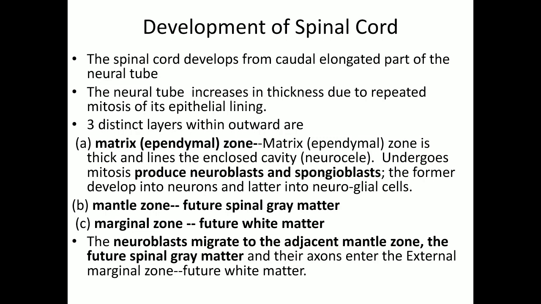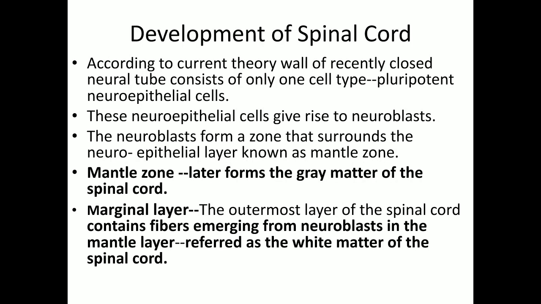So the neuroblast cells, which are formed in the matrix region, will move to the adjacent mantle zone, forming the spinal grey matter. And the axons of these neuroblast cells will go out into the marginal zone, which is the outermost layer, and these axons will form the future white matter.